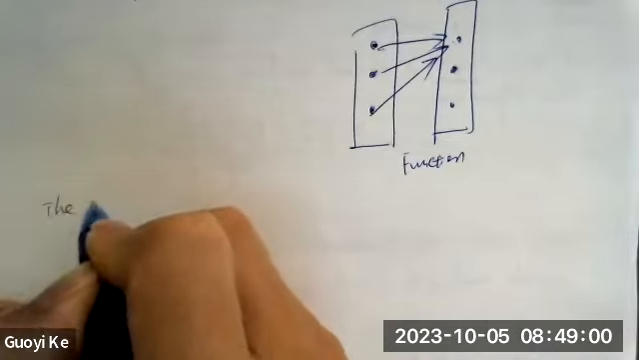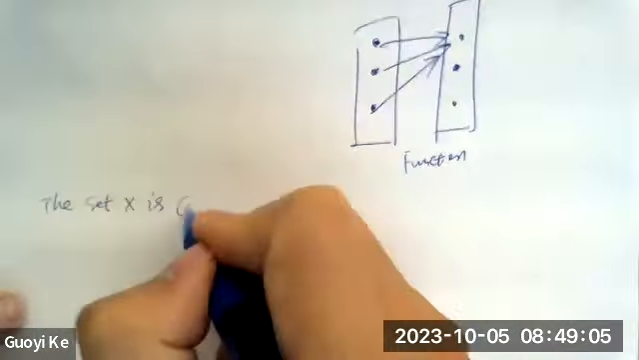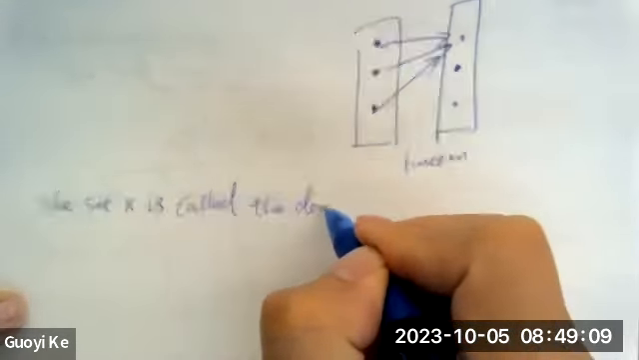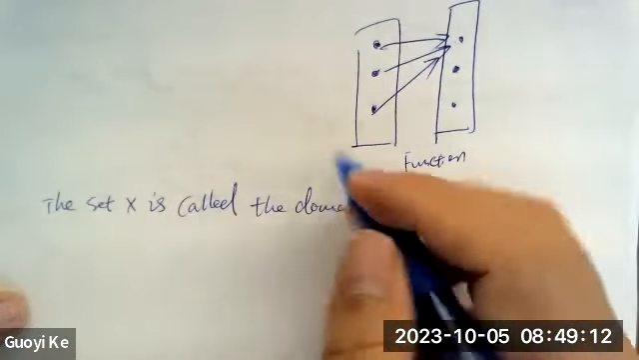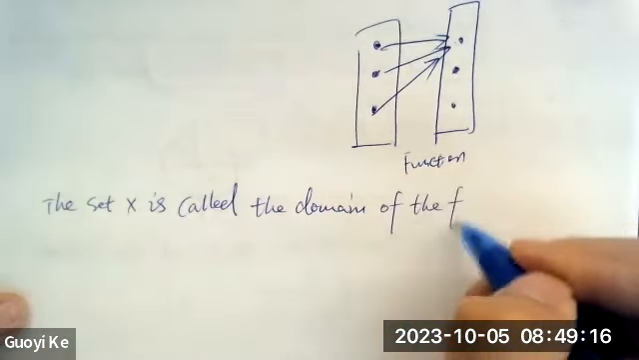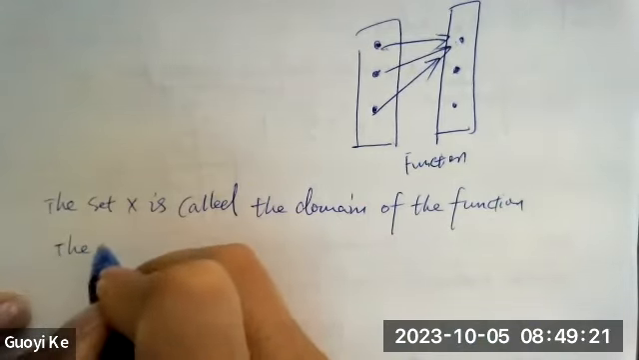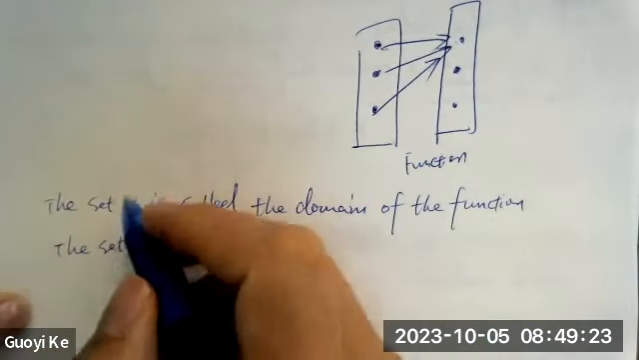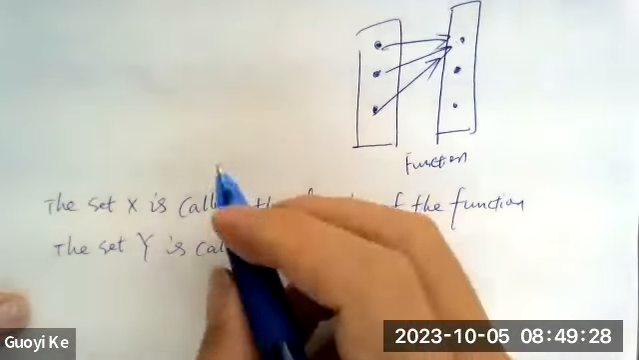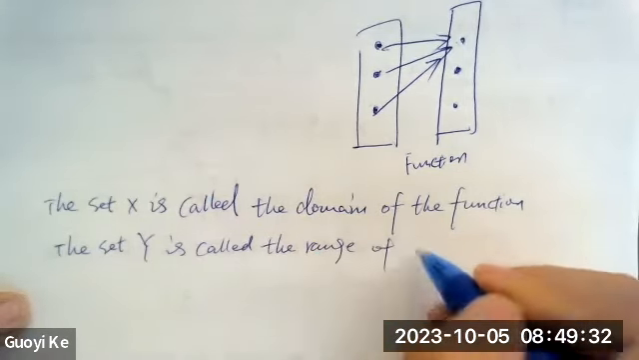The set X is called the domain of the function. The set Y is called the range of the function.